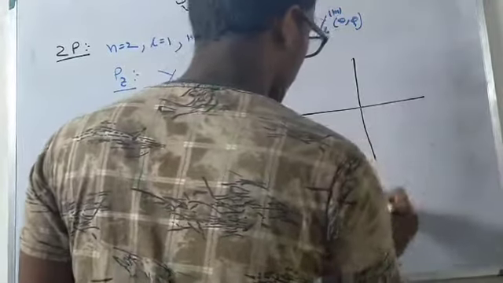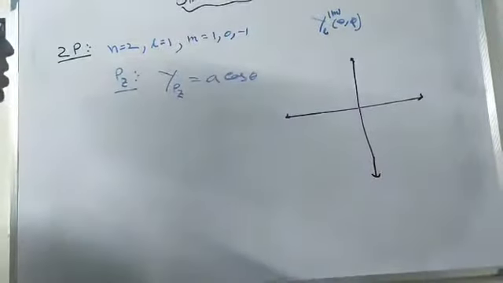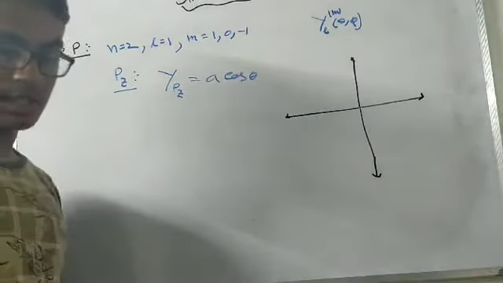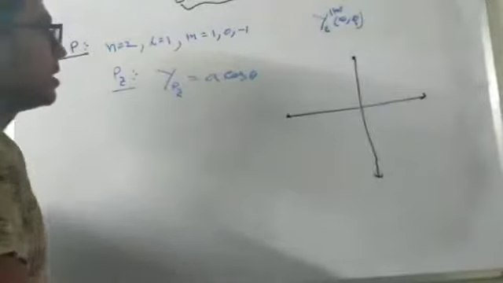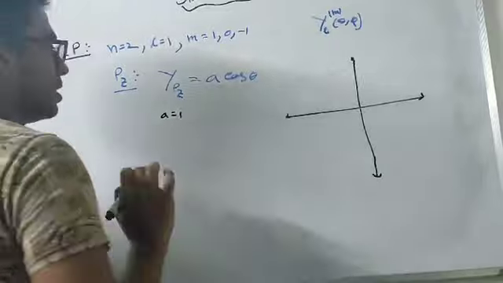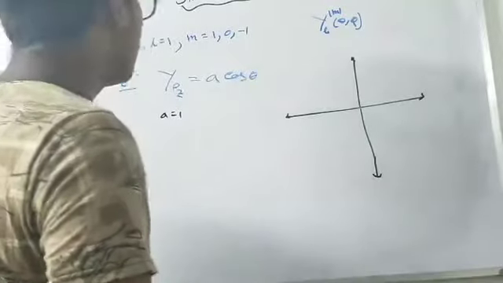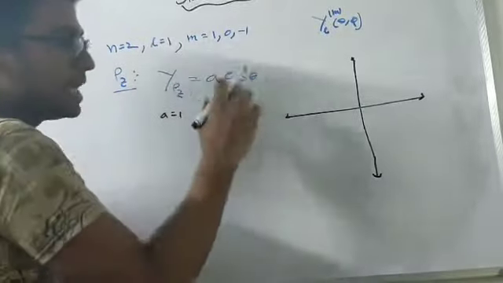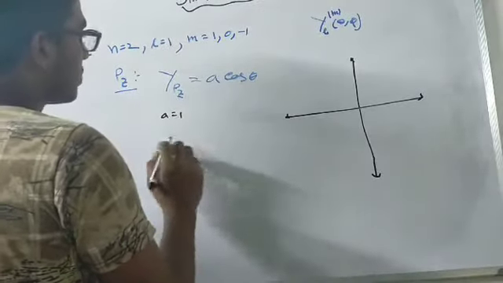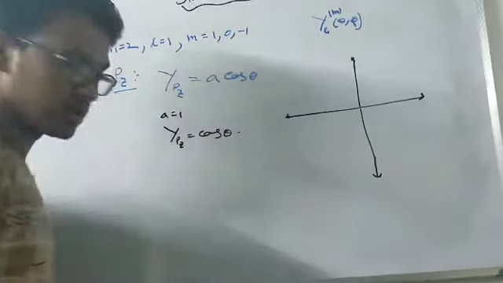So let's start. At first I will make a data table, and for simplicity I will take a equals 1. Drawing the polar graph with real values of a is very complicated, so for simplicity I take a equals 1. So what will be my wave function for pz? Simply cos theta.